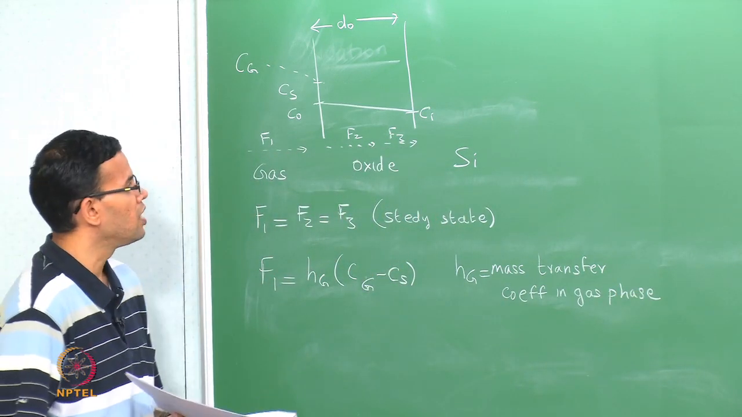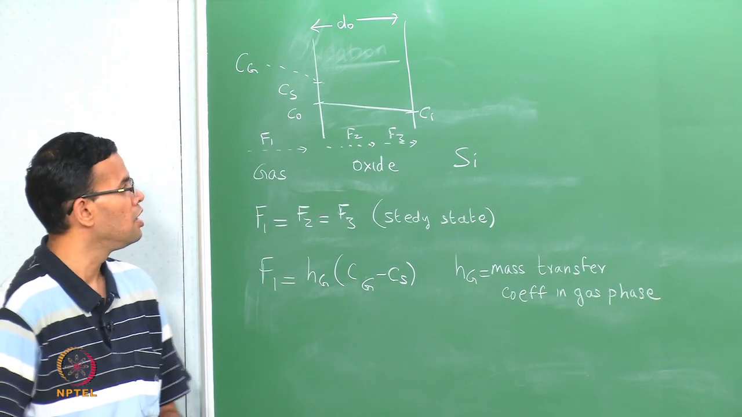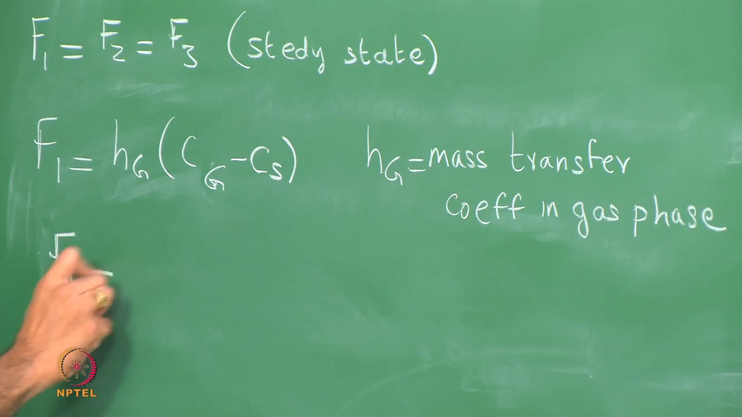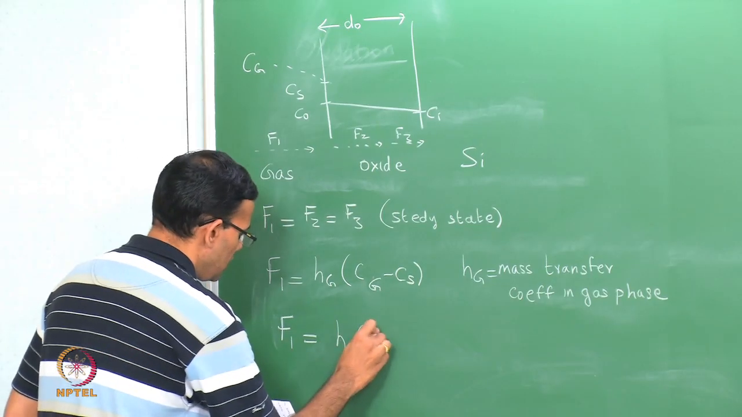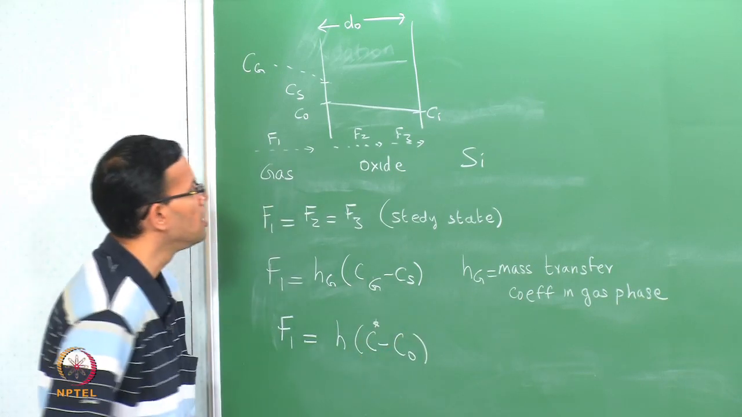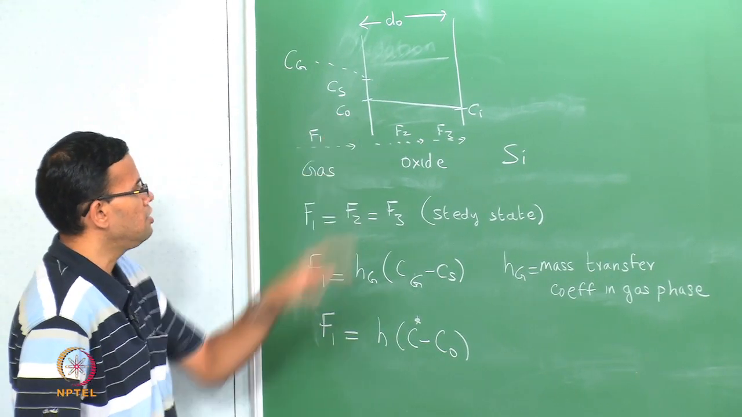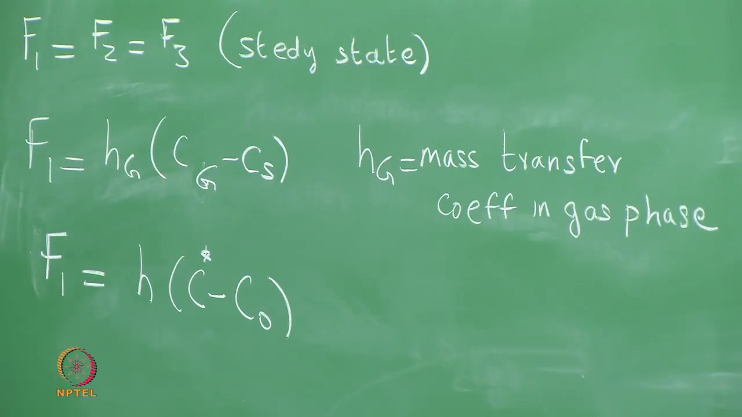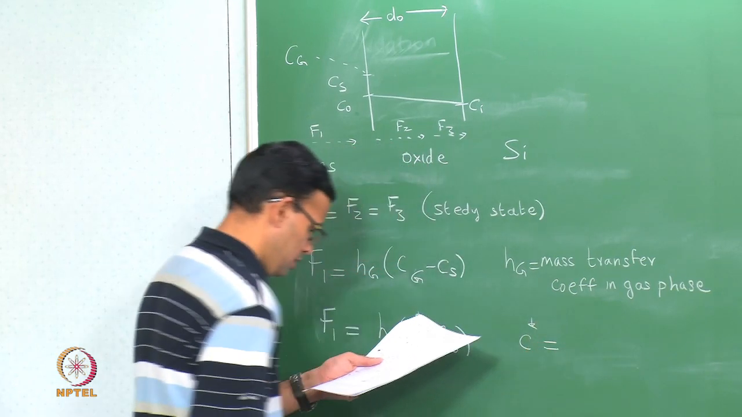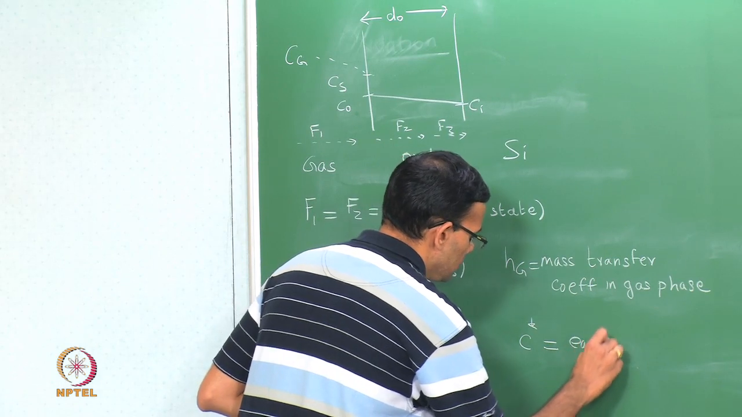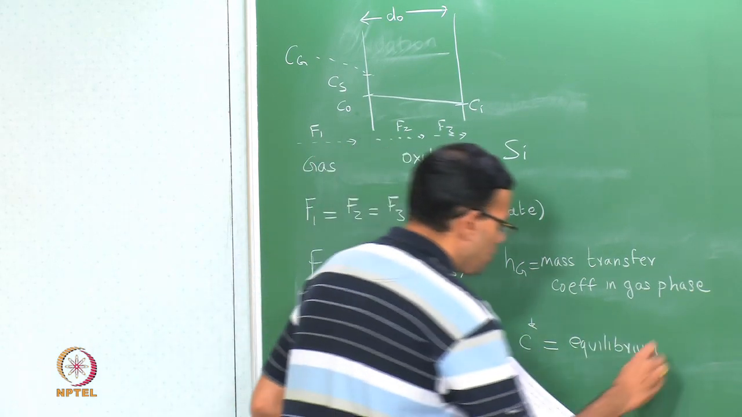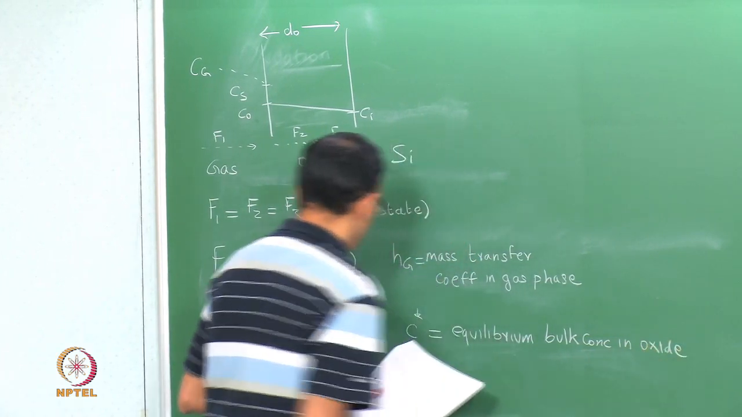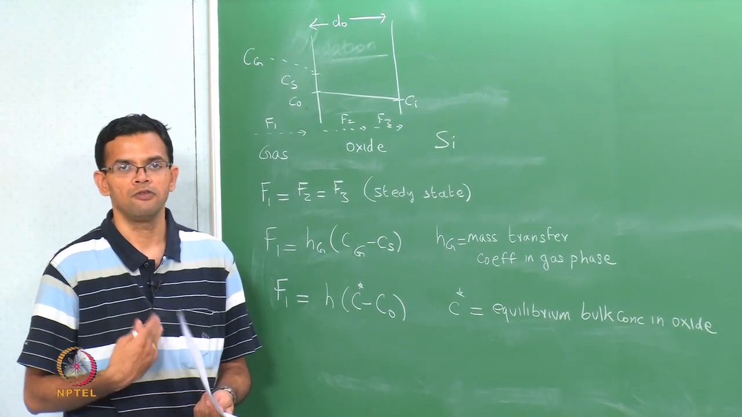So, we can rewrite this in terms of the composition of the diffusing species within the oxide layer, and if we do that, F1 is H times C star minus C naught. C naught we have already seen is the concentration at the interface of the gas oxide layer. It is the concentration of the diffusing species in the oxide layer. C star is the equilibrium bulk concentration in the oxide. We can usually think of this as some sort of solubility limit.